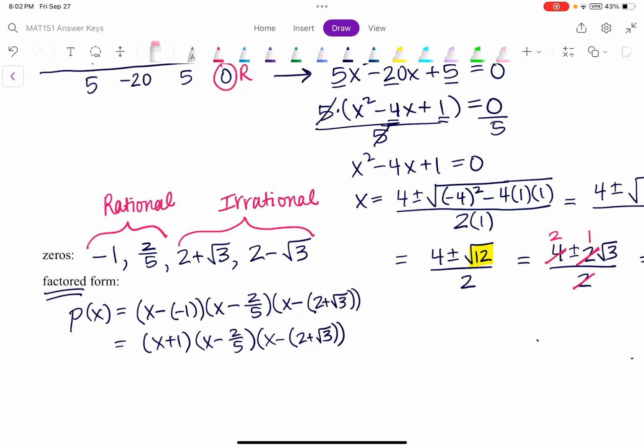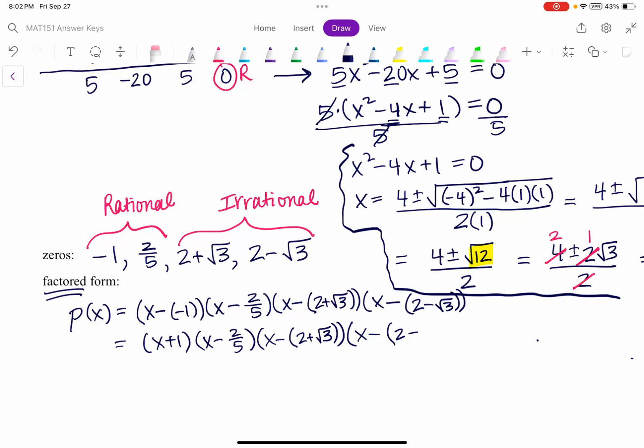And then our last 0, kind of separate my work for you here. My last 0, which was 2 minus the square root of 3, will become a factor of x minus the quantity 2 minus the square root of 3. And again, you can leave it just like that. The only time that I really want you to multiply and distribute any of your terms out is if the terms have an imaginary piece to them. But if there's no imaginary values, then you can leave it in factored form just like this.